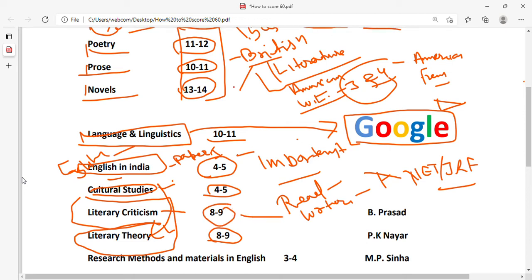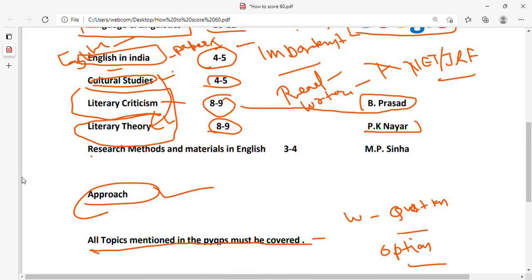And also I have mentioned the book here. For your literary criticism, you can rely on B Prasad, right? For your literary theory, you can rely upon P.K. Nair, and for your research method and materials in English, 3 to 4 questions. Right, you can rely upon MP Sena.